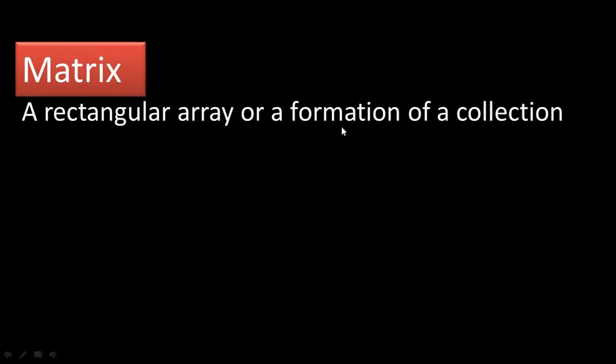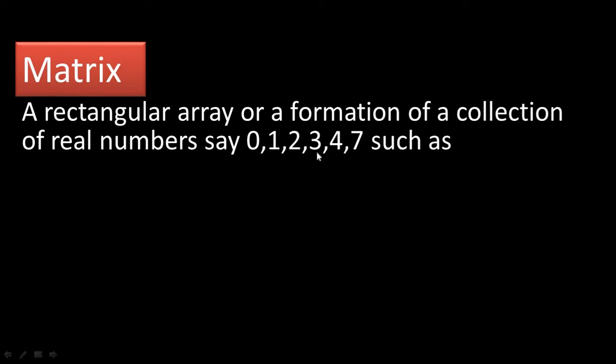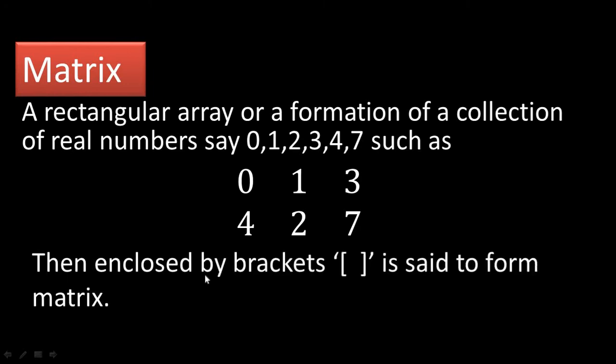A rectangular array or a formation of a collection of real numbers, say 0, 1, 2, 3, 4, 7, like this. This is a rectangular array, or you can see this is a collection of real numbers in a rectangular shape. If enclosed by square brackets, it is said to form a matrix like this. We can enclose these numbers in square brackets.